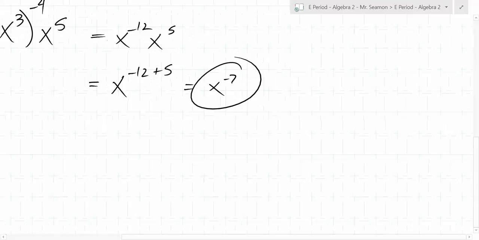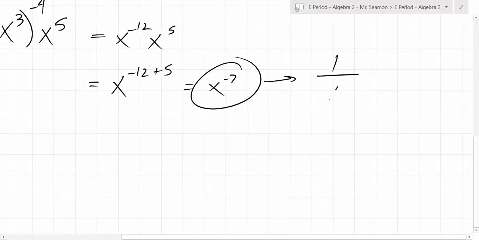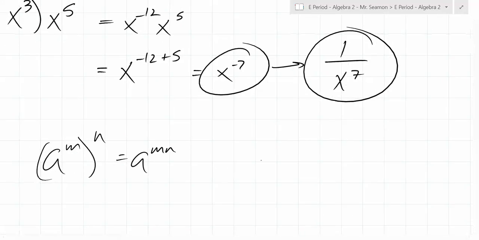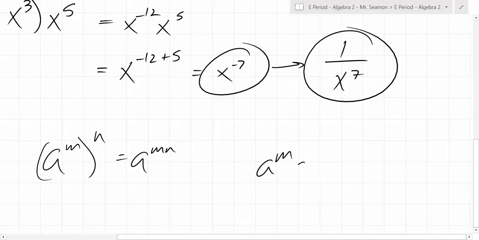If there's no negative, what do you do? One more thing. 1 over? Yep. There it is. The rule is, first one is a to the m to the n equals a to the mn. And then the other rule is a to the m times a to the n. What do you do? a to the m plus n. Those are the two rules that we applied.